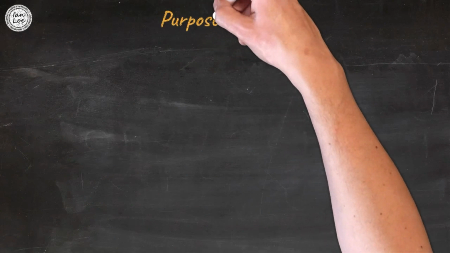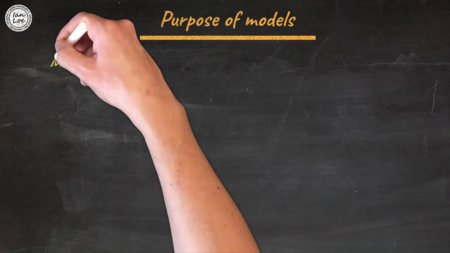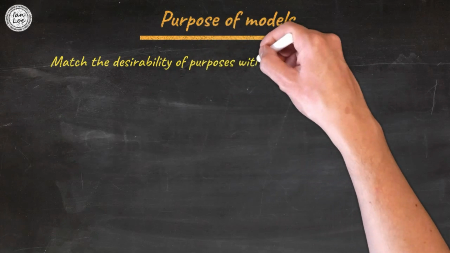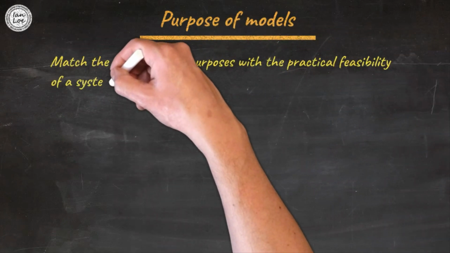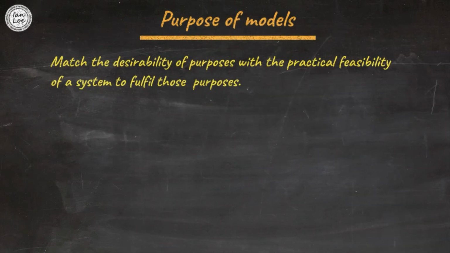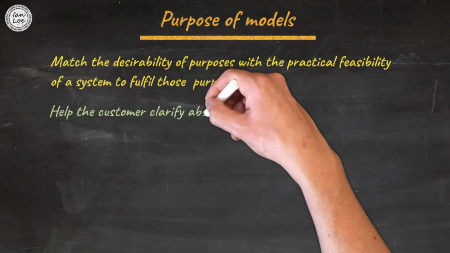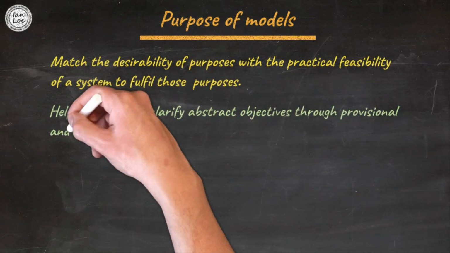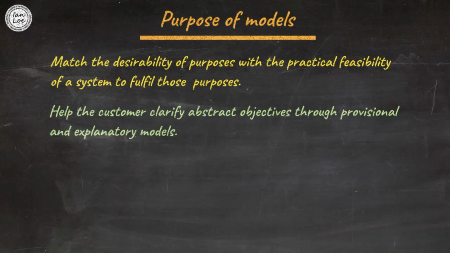Now let's talk about the why. What is the purpose of models? A model is used to match the desirability of purposes with the practical feasibility of a system to fulfill those purposes. It can help the customer clarify abstract objectives through provisional and explanatory models.